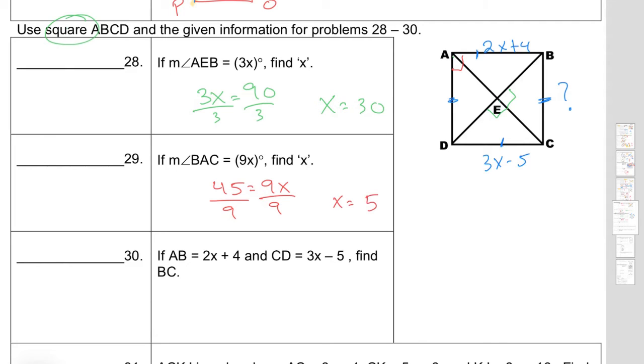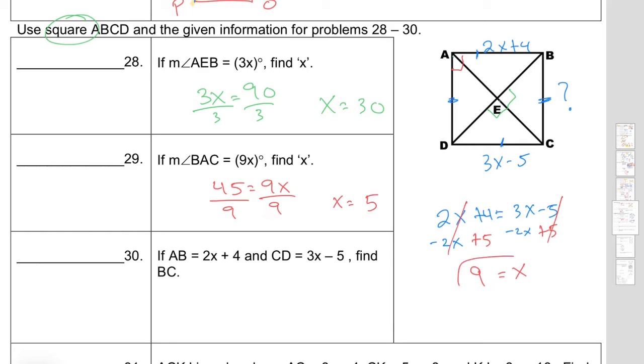Once I know what x is, I can plug it into either expression to find the length, and thus giving me BC. So we start with 2x plus 4 equals 3x minus 5, and we're going to solve for x. We're going to solve for x by subtracting 2x from both sides, and at the same time we're going to add 5. So on the left side, the 2x's cancel. On the right side, the 5's cancel. On the left side, I'm left with 9. On the right side, I'm left with x.